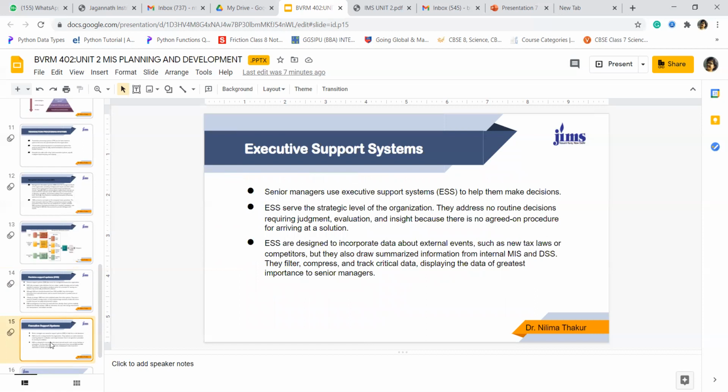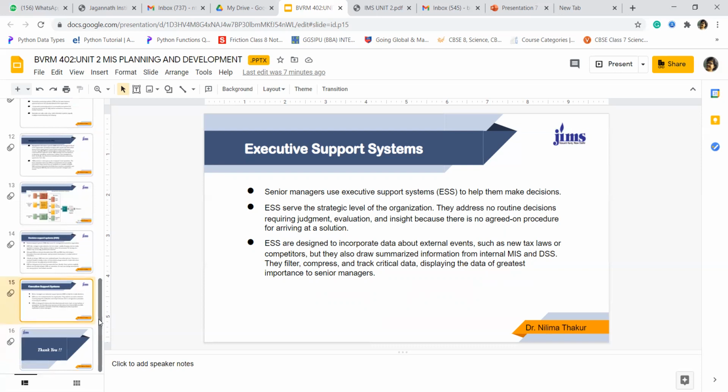Then coming down to the topmost level, that is the executive support system. The senior managers use executive support systems to help them make decisions. ESS serve the strategic level of the organization. They address non-routine decisions requiring judgment, evaluation, and insight, because there is no agreed-on procedure for arriving at a solution. ESS are designed to incorporate data about external events. They filter, compress, and track critical data, displaying the data of greatest importance to senior managers.